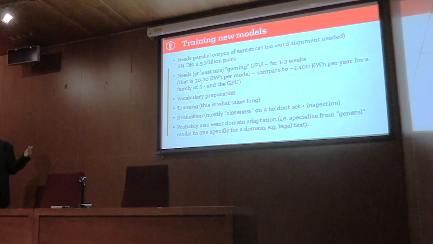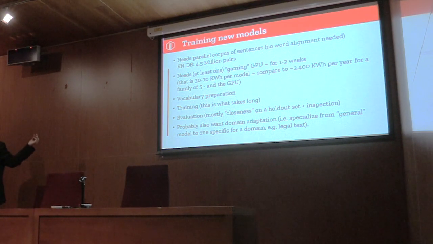Then the steps that you take to train a model is you first have to prepare the vocabulary. And if you look very closely, you saw that I don't actually feed words into the model, but word parts, which is one of the fancy things you do in machine translation. But this is an easy part. Then you have the training bit, which takes very long. And then you need to do an evaluation. You can try to do this automatically and get some score. But in the end, you will have to just feed it a few sentences and see if it makes sense. And this is also why you need someone who actually speaks the language or the languages involved in the translation in order to train models.